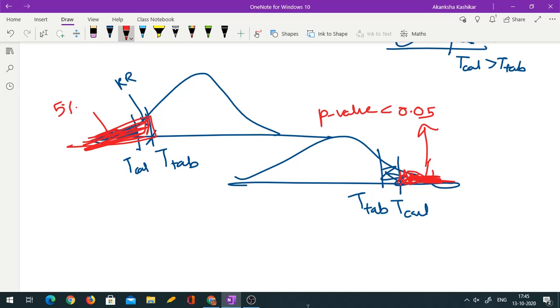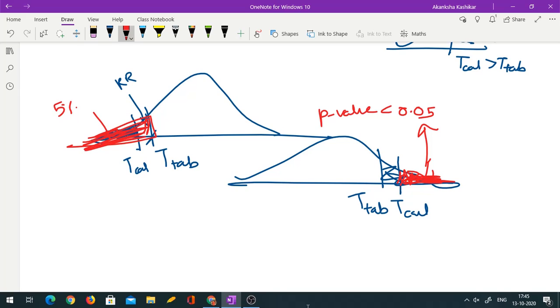Same thing may happen in testing of hypothesis problems. Type 1 error or type 2 error may be more serious. So depending on that, you decide whether you want to control type 1 error at 5%, 10% or 1%. If you have no such clear guidelines, then generally 5% is a recommended choice.